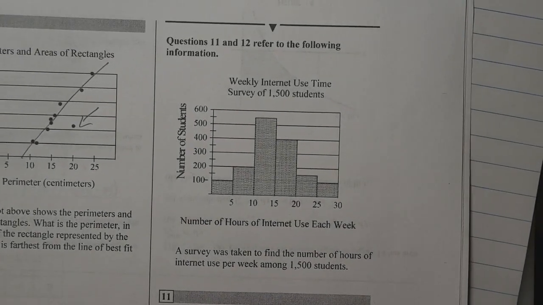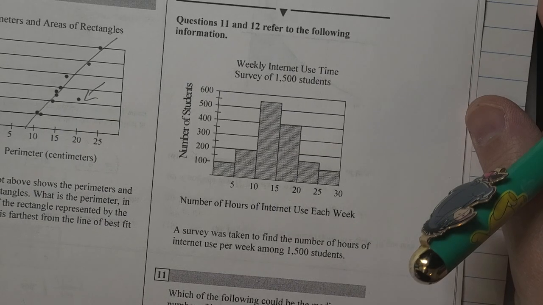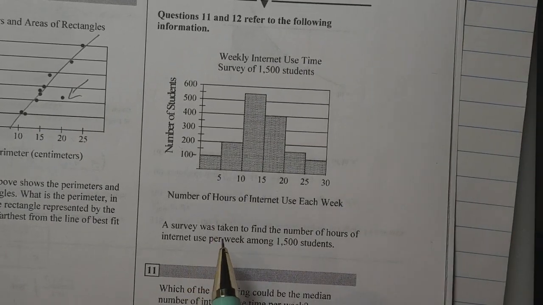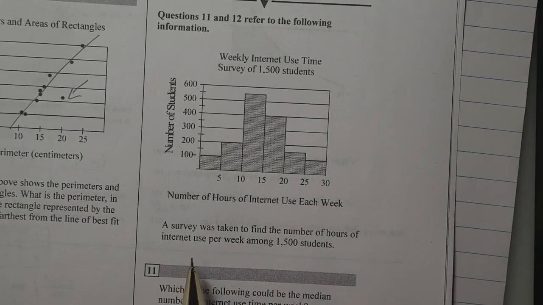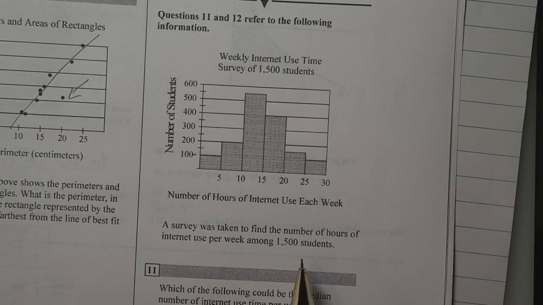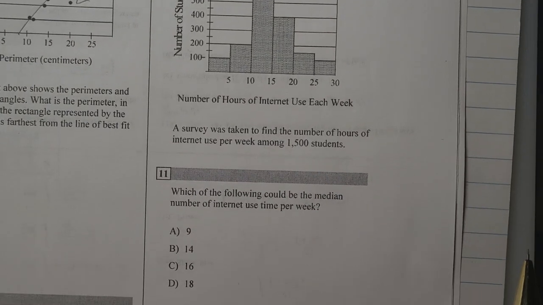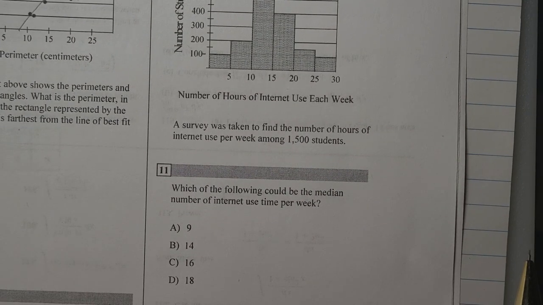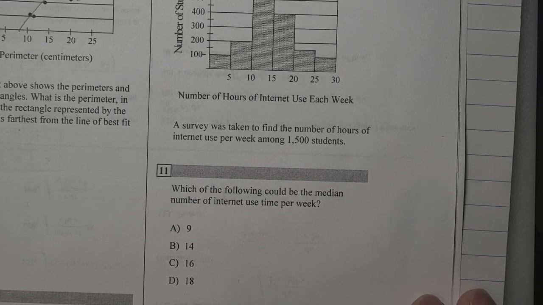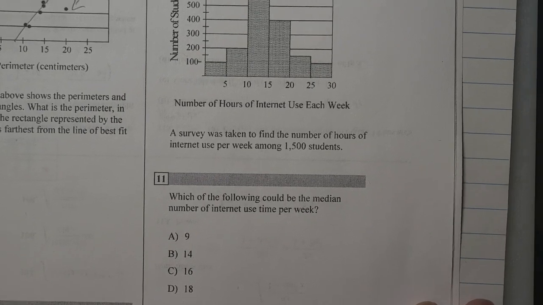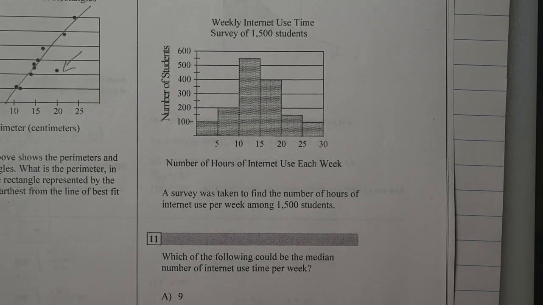Questions 11 and 12 refer to this histogram. A survey was taken to find the number of hours of internet use per week among 1,500 students. Which of the following could be the median number of internet use time per week? So median is the middle number within a set of data.